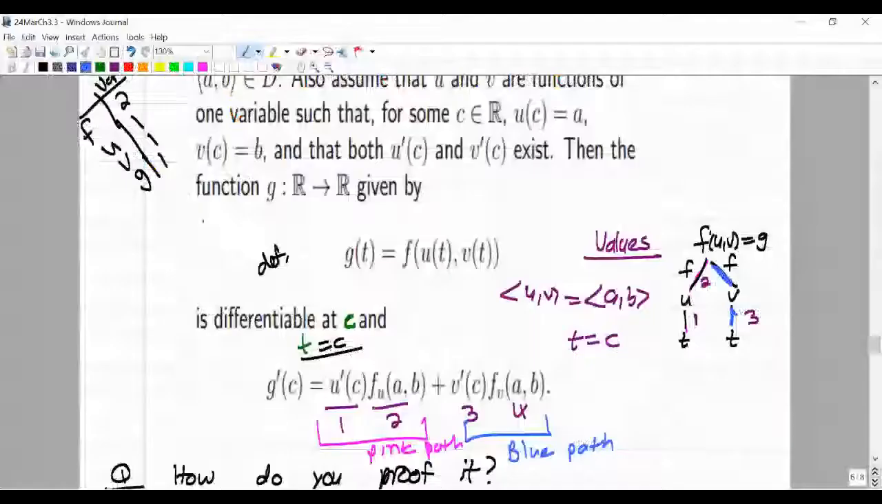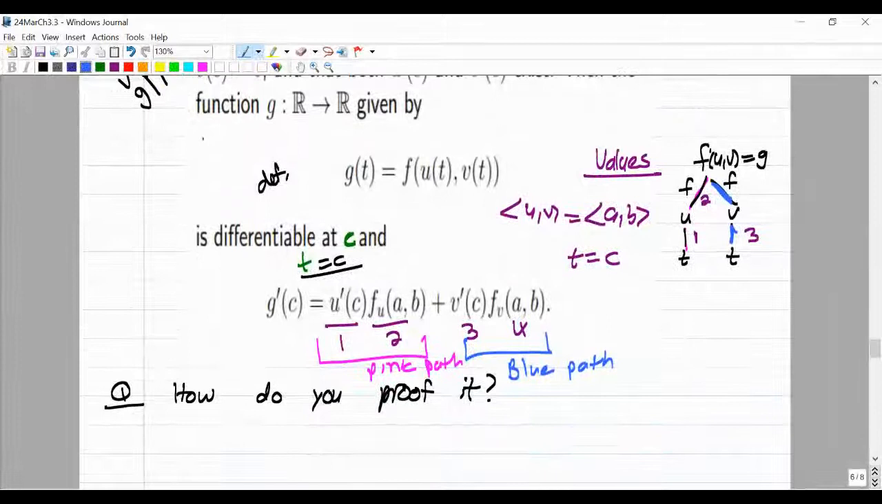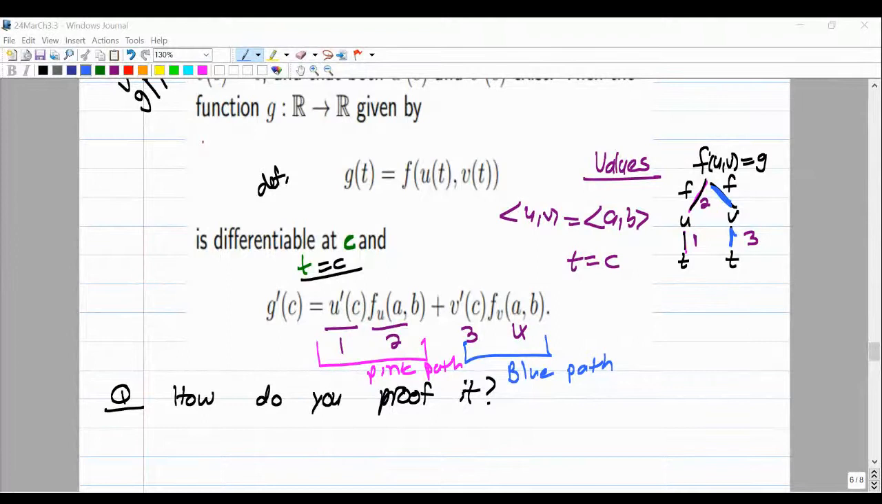So how do you prove it? It is an exercise in the textbook. So make sure you draw the tree diagram.